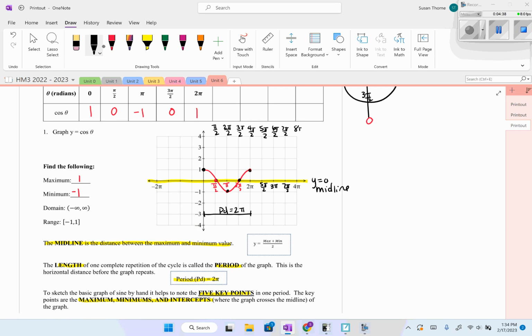And then 8 pi over 2 is 4 pi. And of course, we can also go in the negative direction: negative pi over 2, negative pi, and negative 3 pi over 2. We're just repeating those values, but in the opposite direction on our axes.